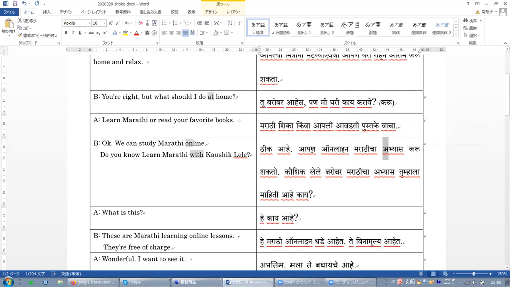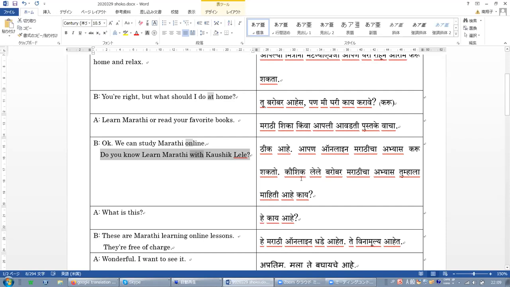Okay, but is it correct? Apam online Marathi cha abhyas. So I should not use made. Right. Online Marathi cha abhyas karu shakato. Okay. So do you know Learn Marathi with Kaushik Lele? Kaushik Lele Prabhupada Marathi cha abhyas, tumhala mahit ahe kai? But in this case, Learn Marathi with Kaushik Lele, you are calling it a proper name, right? So you won't translate it as Kaushik Lele Prabhupada. If you want to say, do you learn Marathi with Kaushik Lele? In that case, Kaushik Lele Barobar Marathi cha abhyas karta. Oh. Because now it is like a site name or a name of something, not like translating.